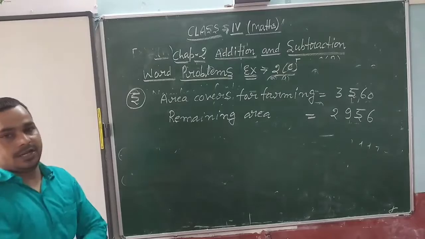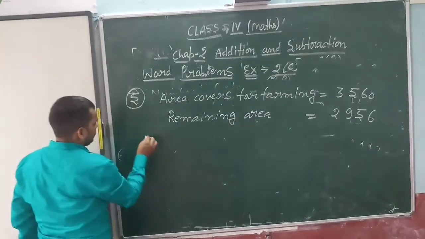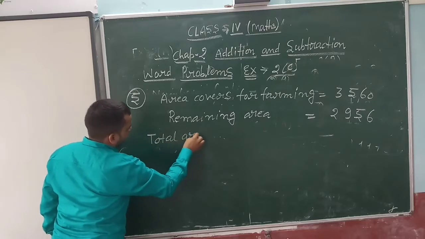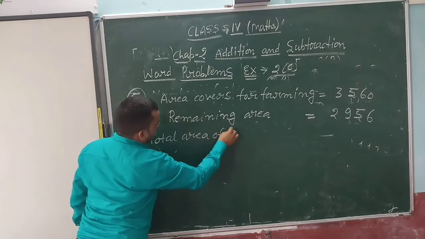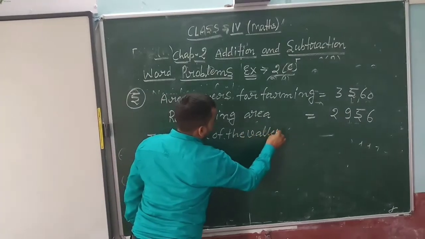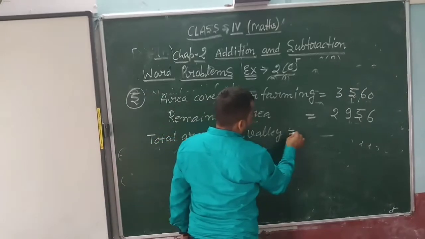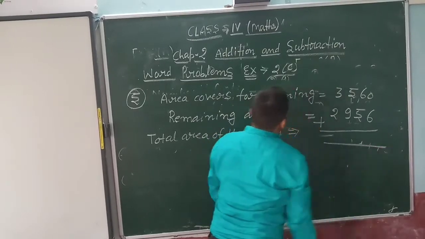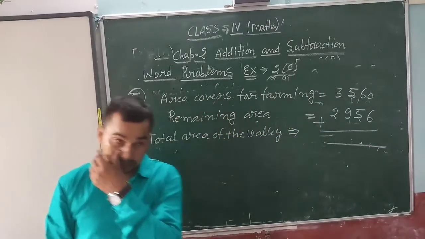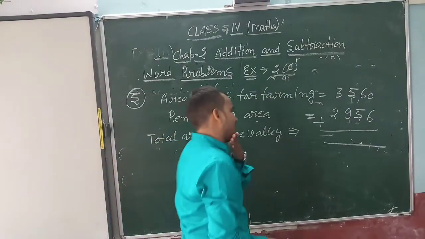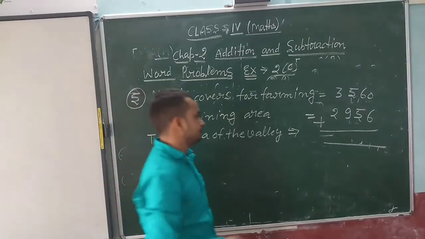Then total area of the valley equals, so we have to add area for farming and remaining area of the valley. So we get our total area of the valley.